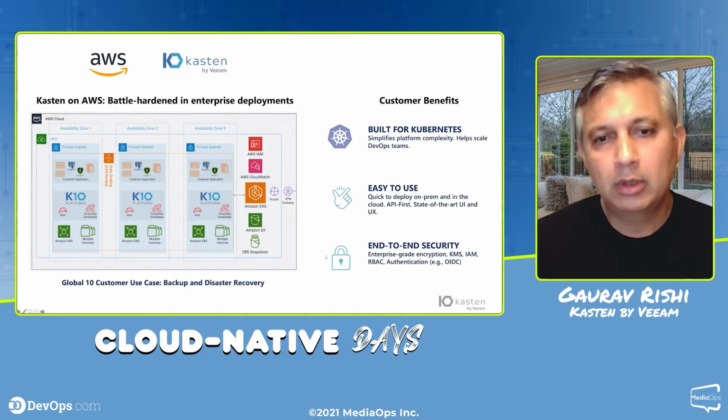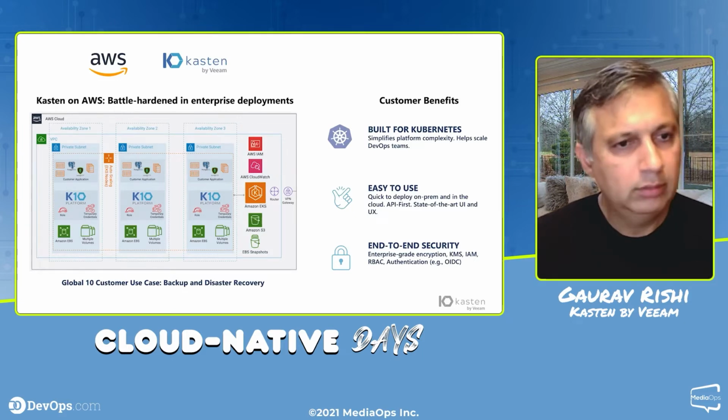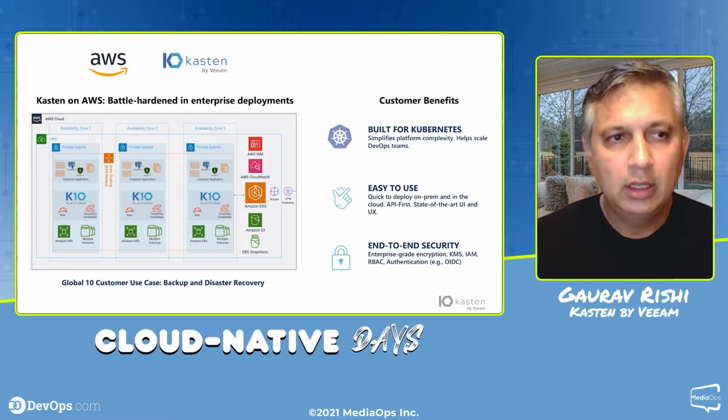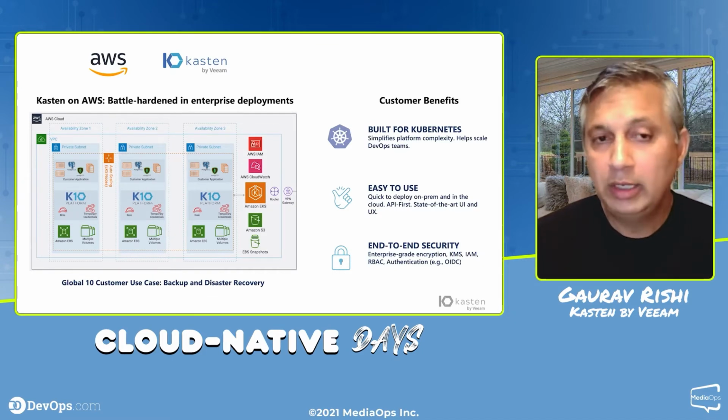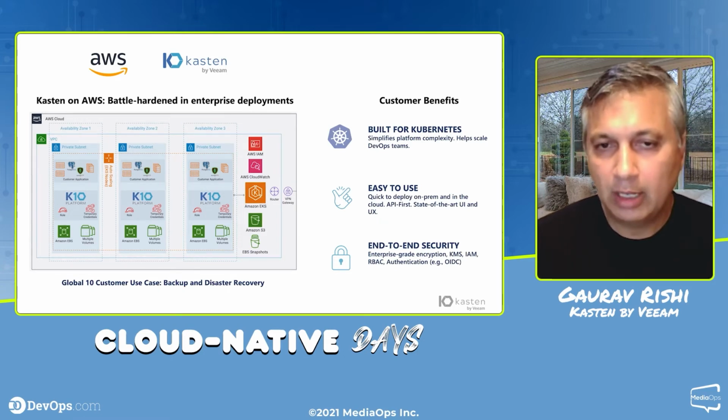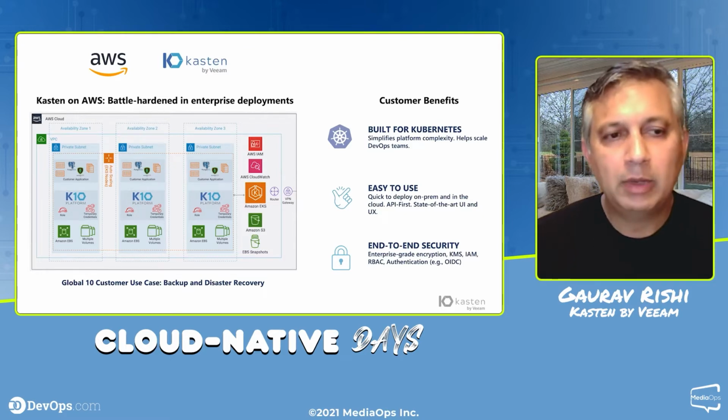So this is a sample picture. It's a little busy, but let me walk you through it. What you can actually see is that this is a global top 10 customer. So one of the biggest customers in the world. It is a financial arm, so security is extremely important. And they have lots of applications running in an AWS environment.